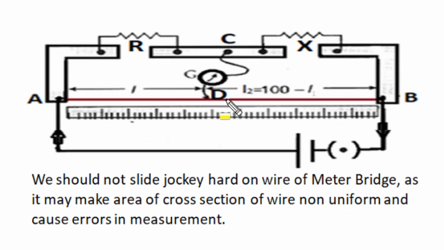To obtain the balance condition we have to slide this jockey contact gently on the wire length. A hard press of the jockey contact on the wire may change or alter the cross-section area of the wire at some positions, and that will alter the uniformity of wire resistance per unit length all through the length and produce error in our measurement.